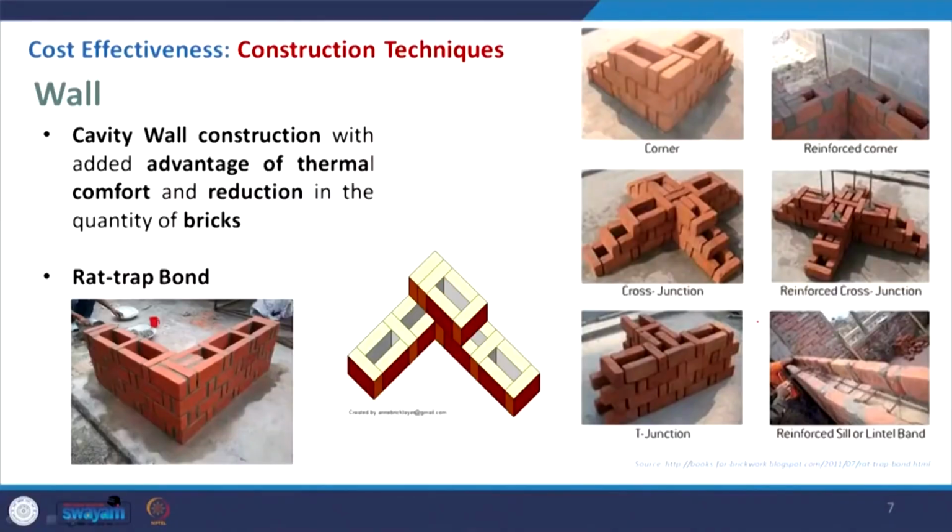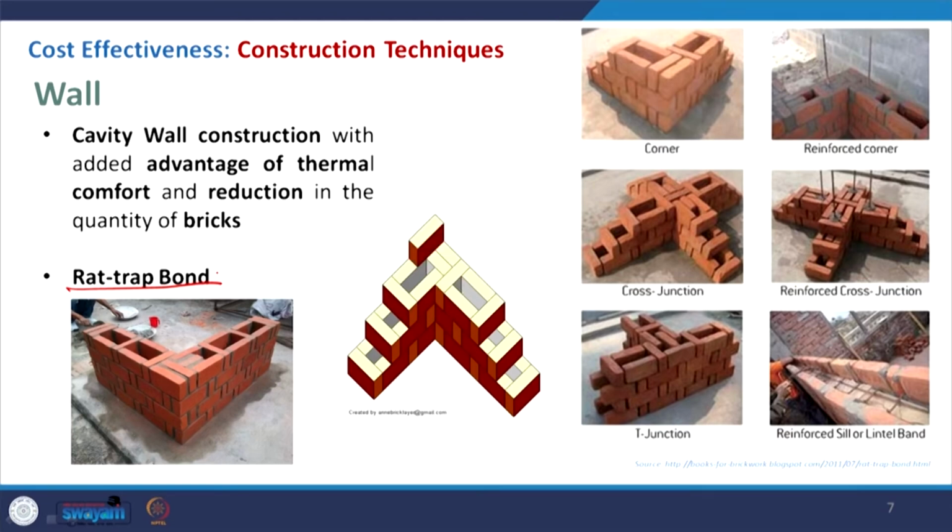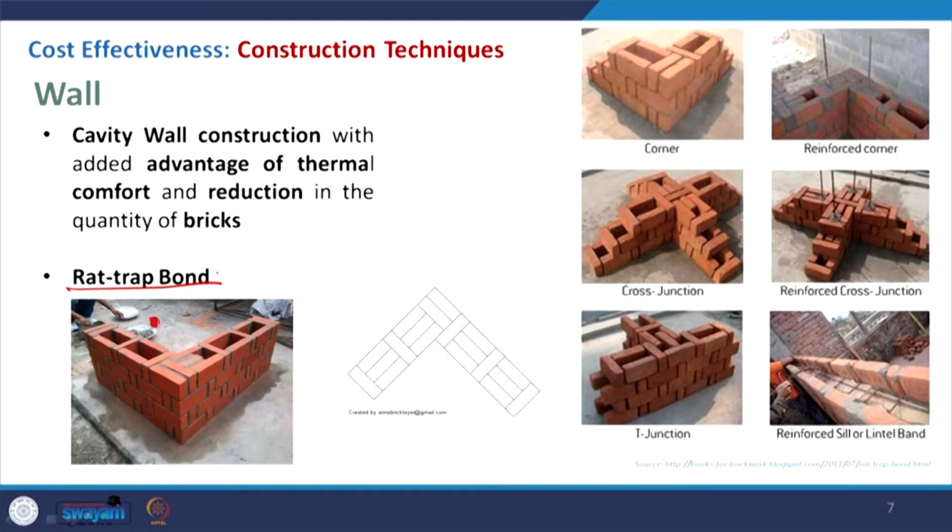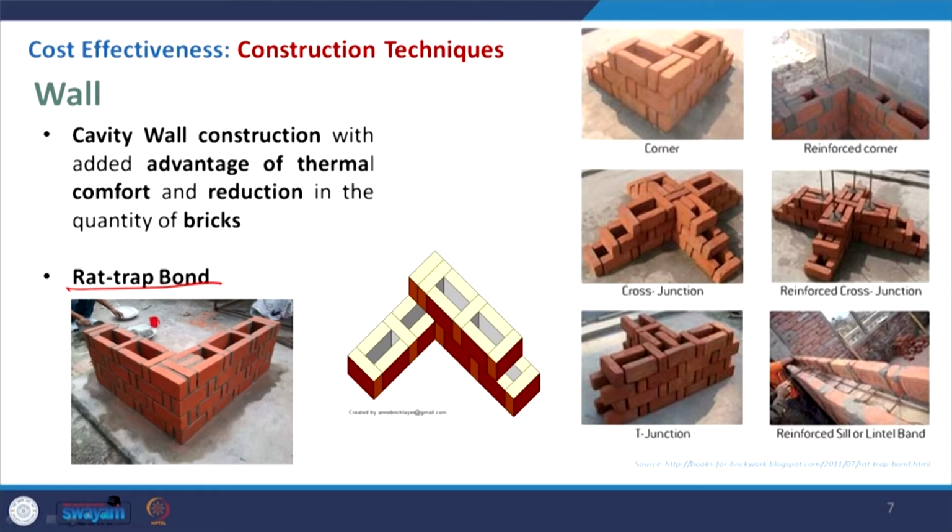So, that is a dual added advantage to that, and one such cavity wall construction that is there in this slide is called the rat trap bond. And here you can see this GIF image I have picked up from the internet. So, here you can see how it is being laid. A brick is basically being placed like this, where the cavity is being maintained, so that you can get your adequate width of the wall.